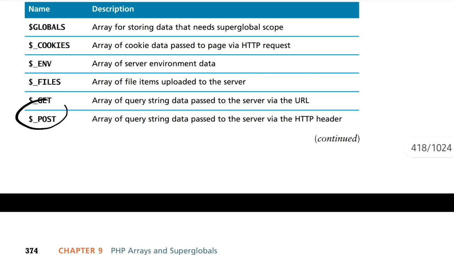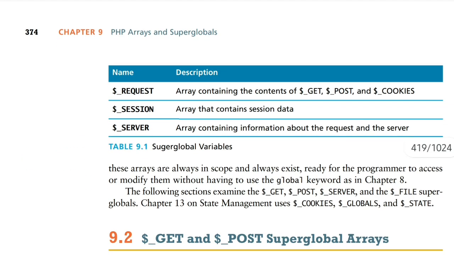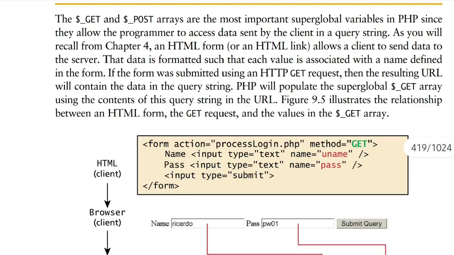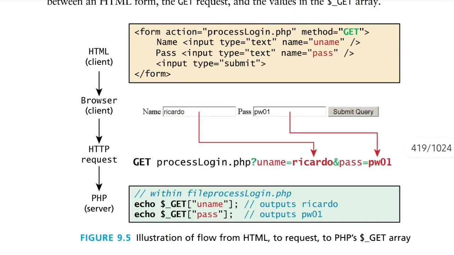We'll be discussing examples regarding each of these in the upcoming topics. We have a few more; you can go through them. GET and POST are the most important ones. The main thing here is, see, we have an HTML code here: form action process.php method get. We are using the method GET, and we are passing name and password, and we are clicking submit.